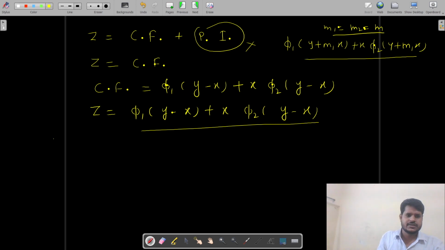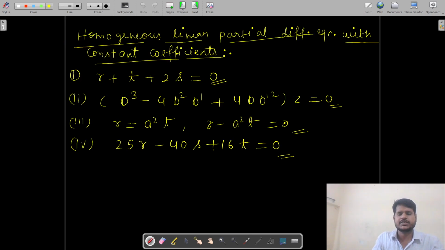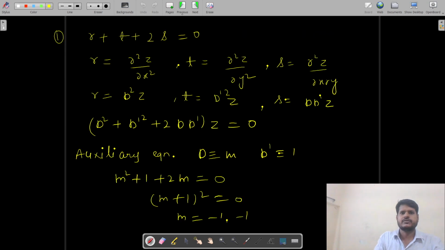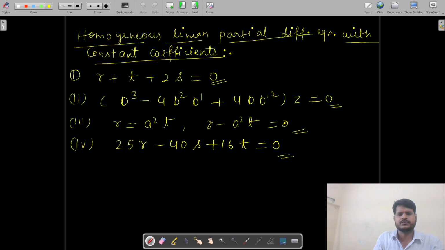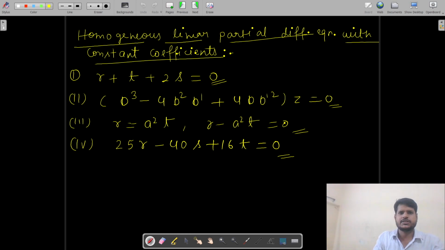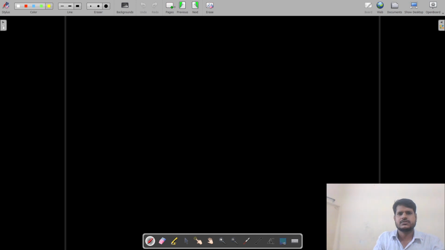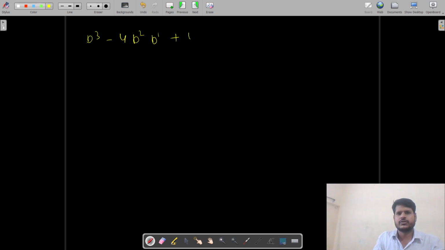Okay, now see the next problem. We have D cube minus 4 D square D dash plus 4 D dash square into z equal to 0. This is what we have to solve.